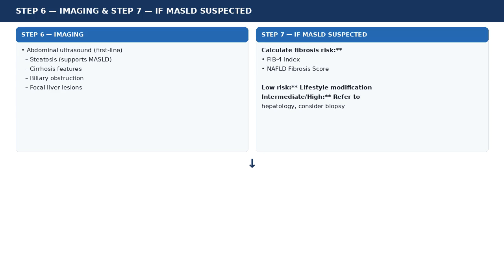Step 7 addresses when MASLD is suspected. Calculate fibrosis risk using the FIB-4 index and NAFLD fibrosis score. For low-risk patients, recommend lifestyle modification and monitoring. For intermediate or high-risk patients, refer to hepatology and consider liver biopsy.